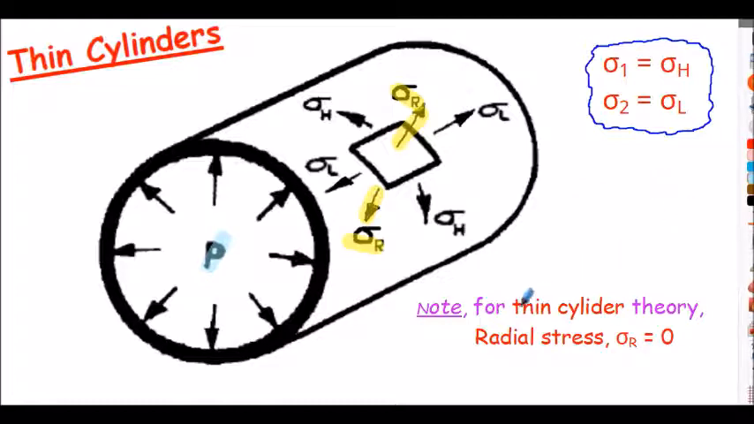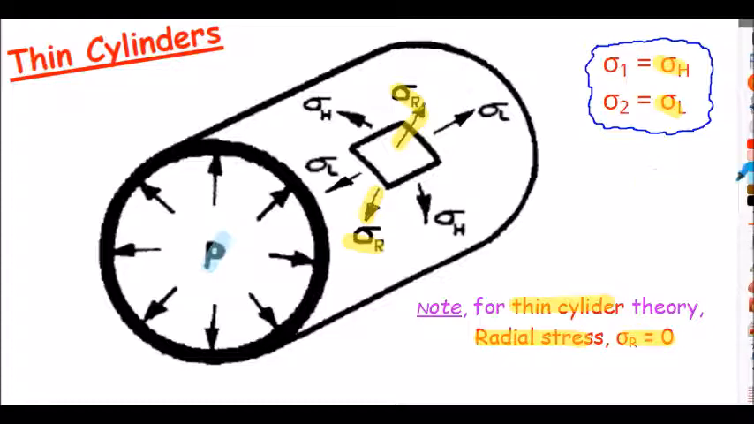All right, so for a thin cylinder, the radial stress is effectively zero compared to the hoop stress and the longitudinal stresses. They're much, much larger. So again, it's an assumption made in thin cylinder theory that the radial stress is ignored because it's negligible. It is there, but it's just small compared to the other ones, so we can ignore it, and it doesn't really affect the overall analysis.